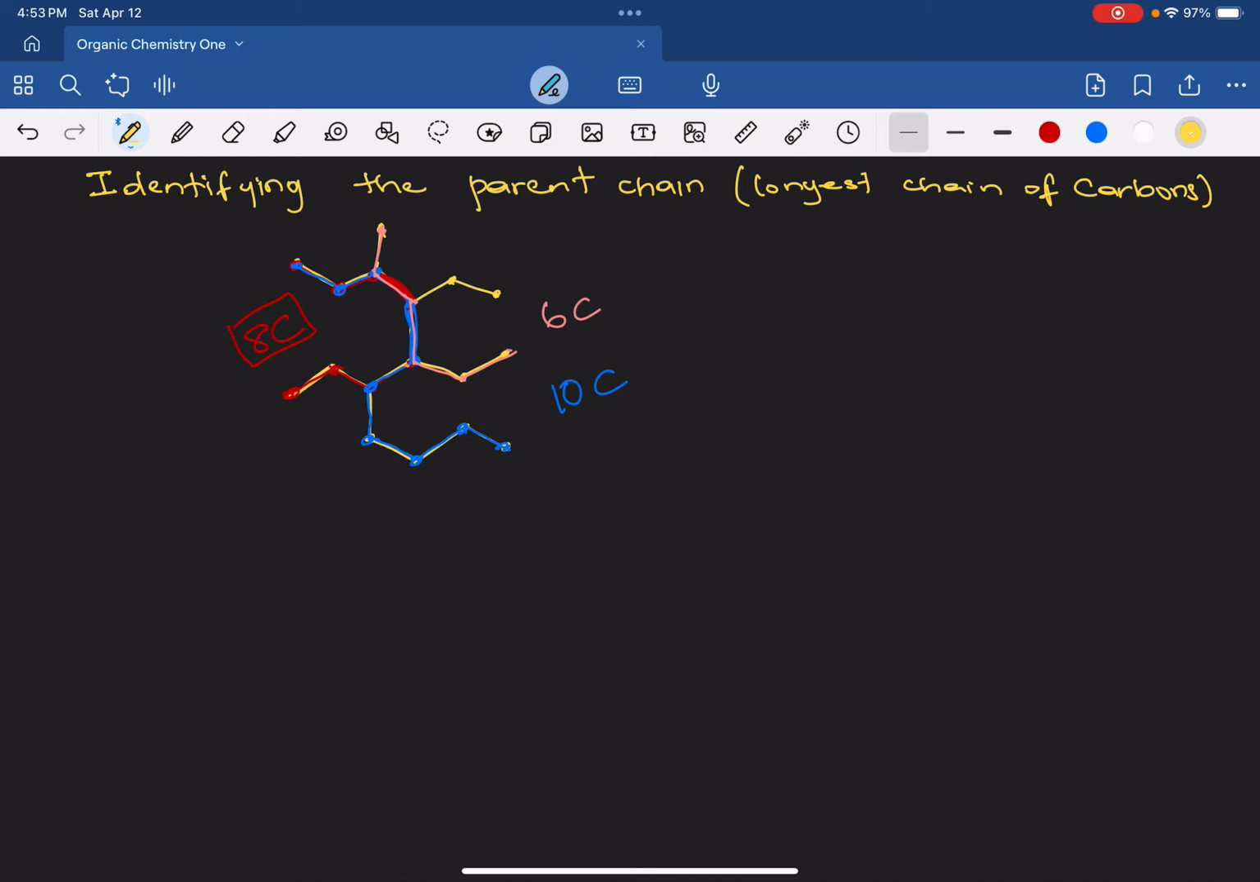Any carbon that is not highlighted in blue is what we call a substituent. So this is a substituent, this is a substituent, this is a substituent, this is a substituent, because blue is our longest chain. That's the longest chain of carbons. So any carbon that is not blue, and we like to say it's hanging off of the blue chain of carbons, anything that is not a part of this, is what we call a substituent or a branch group.